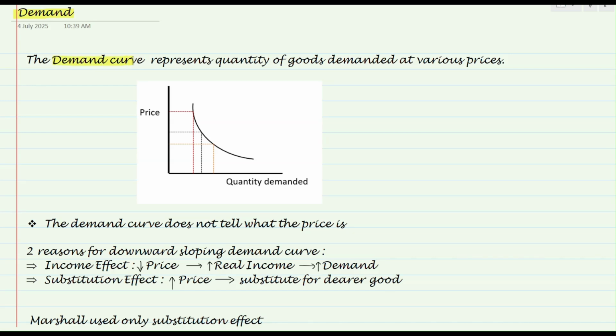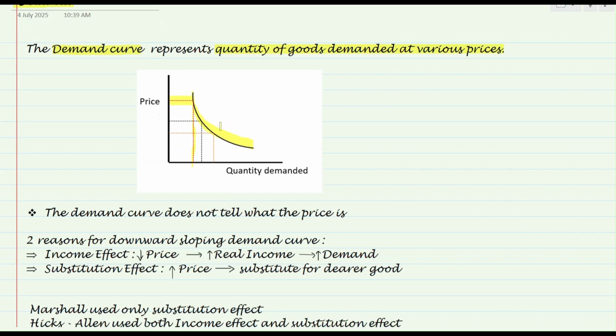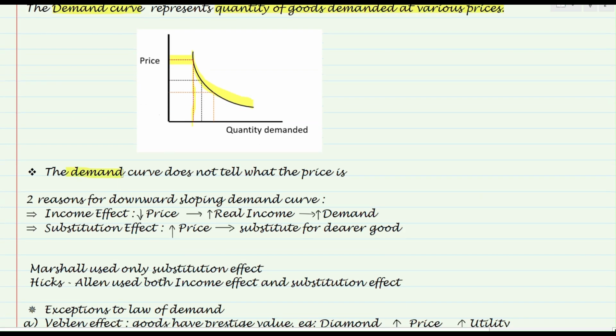So the demand curve represents the quantity of goods demanded at various prices. Now in this graph you can clearly see the demand curve is sloping downward. The reason being is, the higher the price, the lower is the quantity demanded. Now an important thing to note is that the demand curve does not tell what the price is. The demand curve here is representing the quantity demanded at various prices.